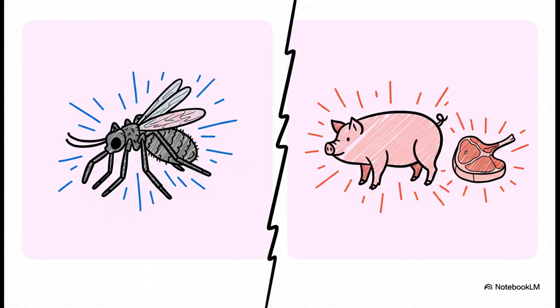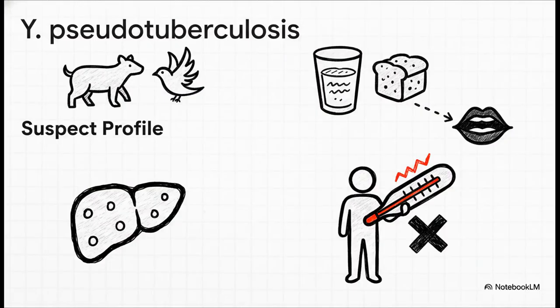Think undercooked pork, for example. And its main offense isn't the world-ending plague, but a really nasty intestinal illness. So, a different method, but definitely from the same criminal family tree. And then there's the third member of the family, Yersinia pseudotuberculosis.